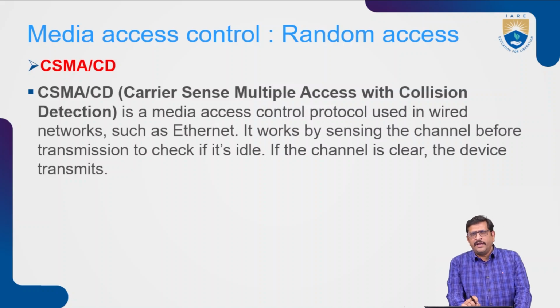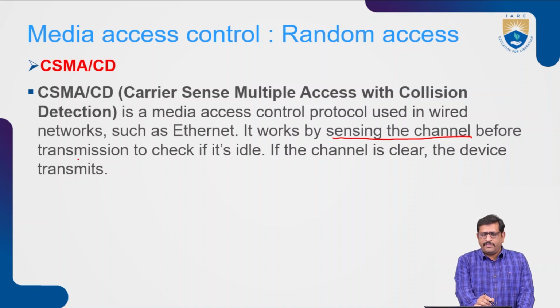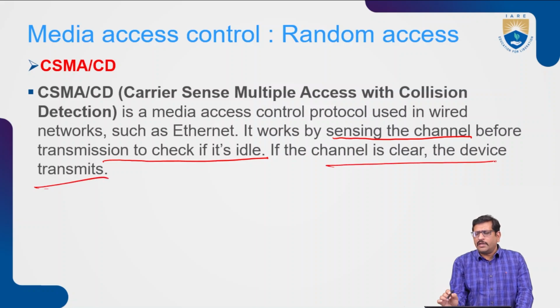Ethernet works by sensing the channel before transmitting the data. If the devices are free and idle, data transmission can be done to the other channel. If the channel is clear, the device will transmit. That means whichever communicating device is free, depending on channel availability, data transmission can take place. Another example is mobile communication.